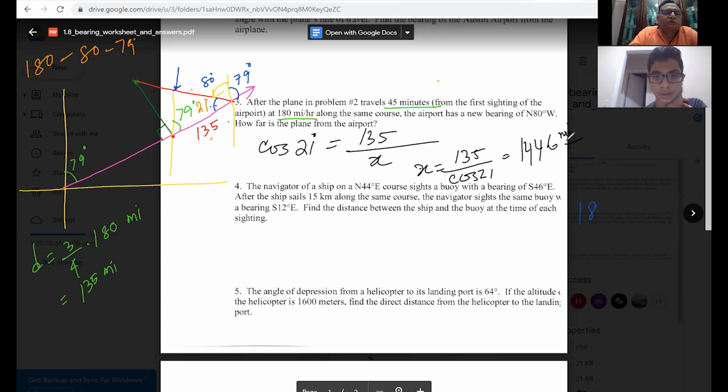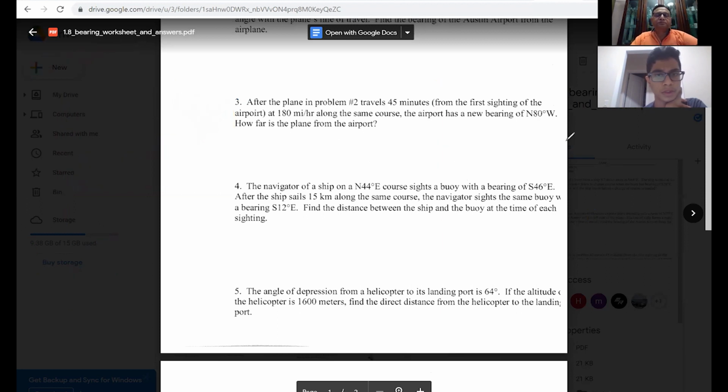Okay, so we're done with this question finally. Let me clear this. Let's go to the next question. Question number 4. Can you please read this question? The navigator of a ship on the north 44 degrees east course sights a buoy with a bearing of south 46 east. After the ship sails 15 kilometers along the same course, the navigator sights the same buoy with a bearing of south 12 degrees east. Find the distance between the ship and the buoy at the time of each sighting.